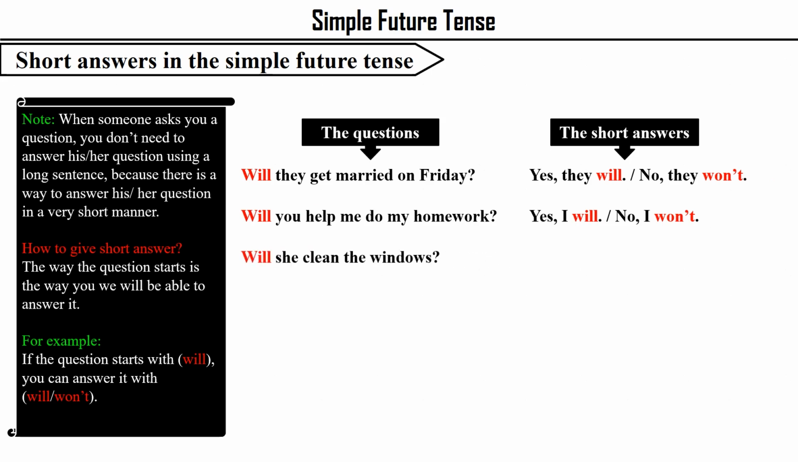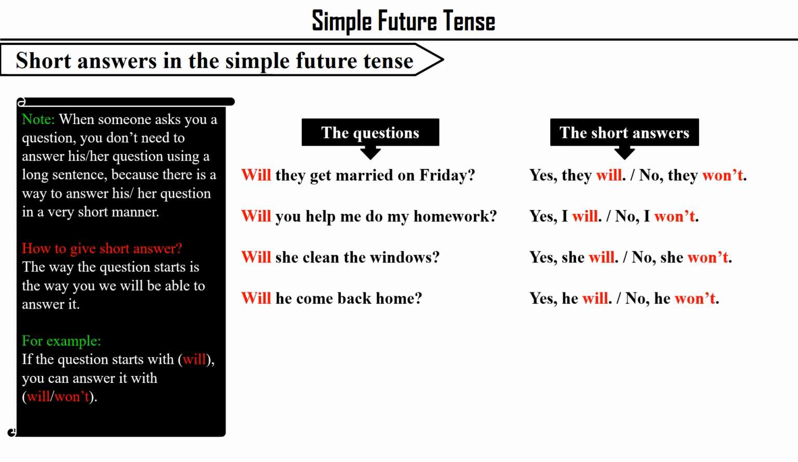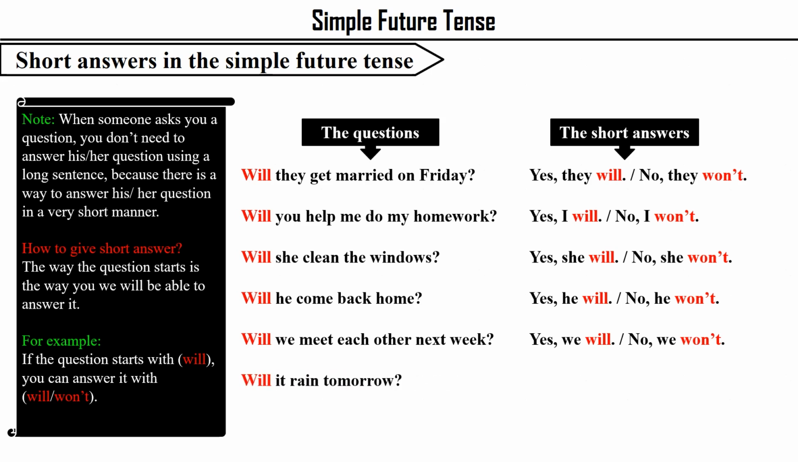Will she clean the windows? Yes, she will. No, she won't. Will he come back home? Yes, he will. Or, no, he won't. Will we meet each other next week? Yes, we will. No, we won't. Will it rain tomorrow? Yes, it will. No, it won't.